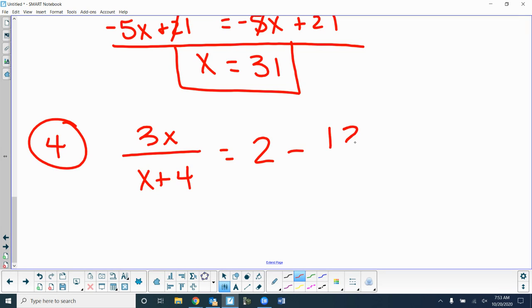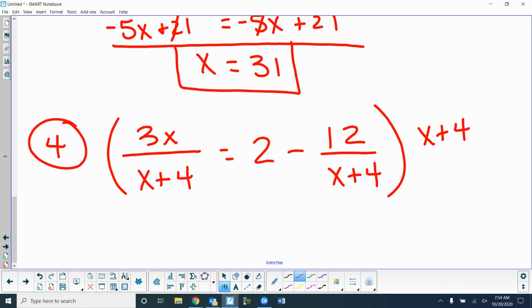And there's only one denominator, so it's easy to figure out what the common denominator is. So when we have one of these, we use that common denominator, which again is the only denominator, and I multiply the whole equation by x plus 4. When I take this first fraction on the left and multiply it by x plus 4, the x plus 4's cancel each other, so all it leaves me is the 3x.